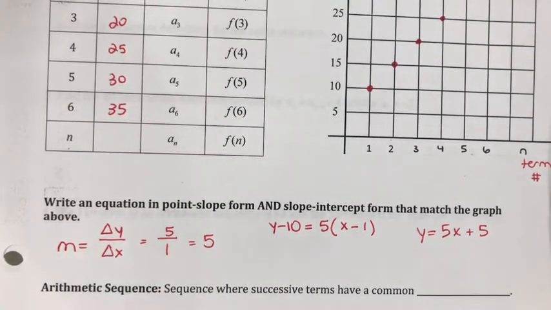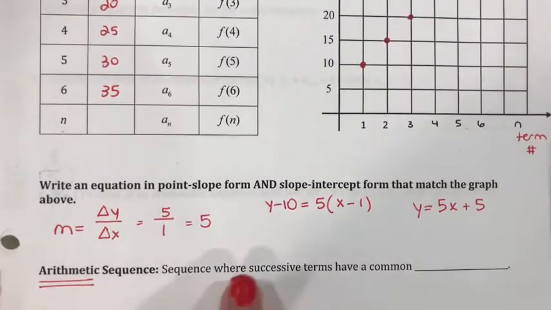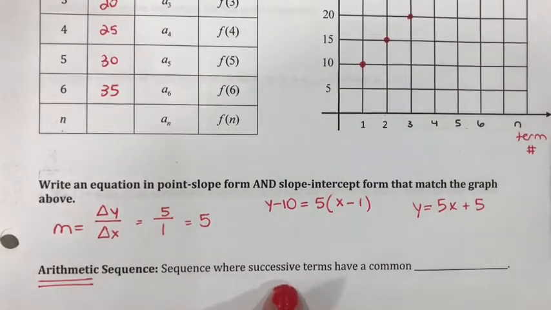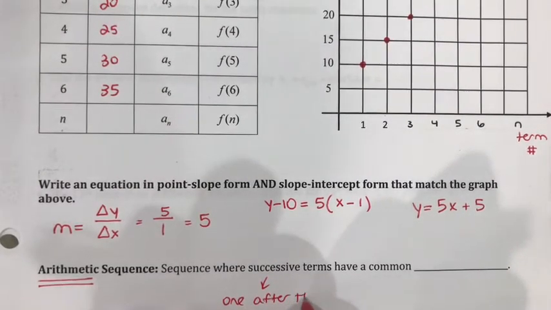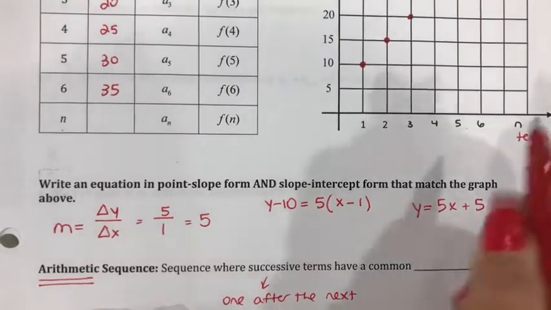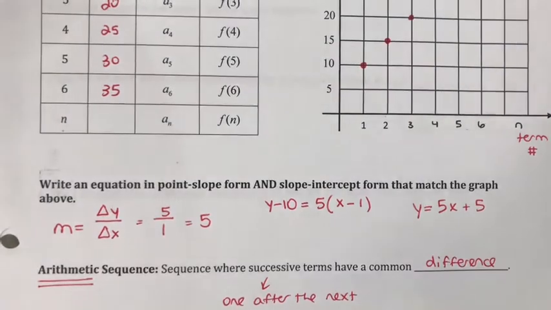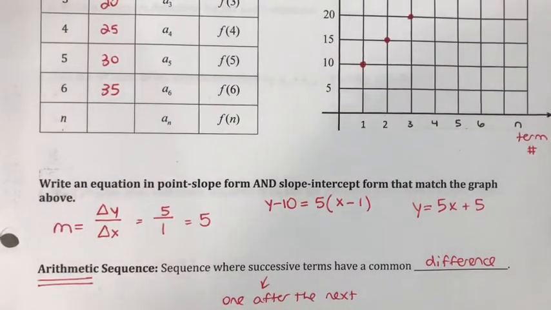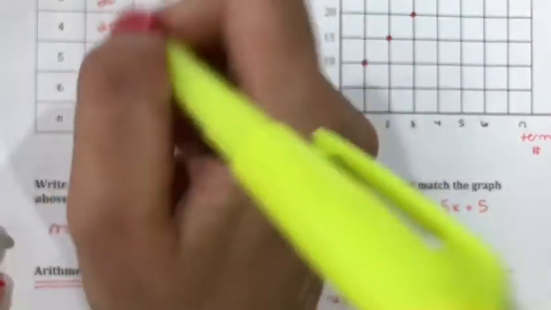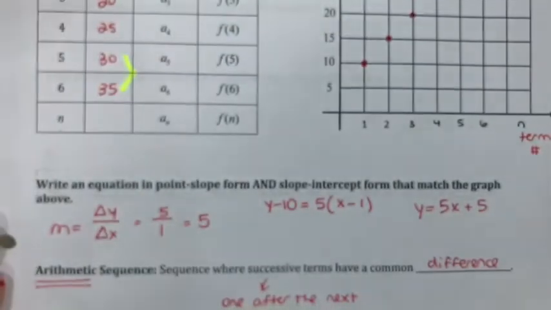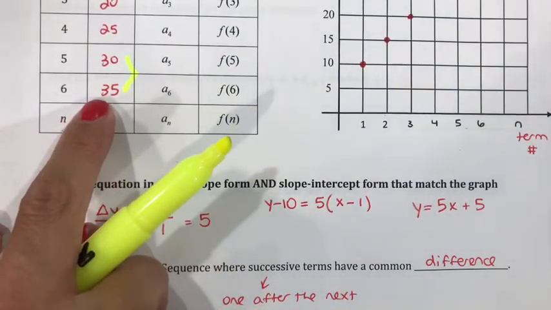Okay, now the reason why we call this an arithmetic sequence, or the definition of an arithmetic sequence, is a sequence where successive terms, that word successive means one after the next, have a common difference. Okay, so when I say common difference, I want you guys to look at the values between the 6th term and the 5th term. Notice if I were to subtract these two numbers, I get 5.